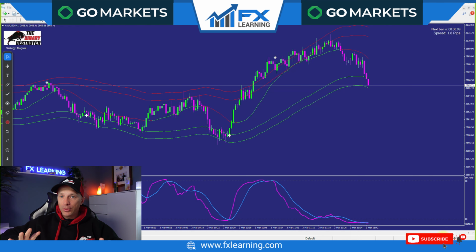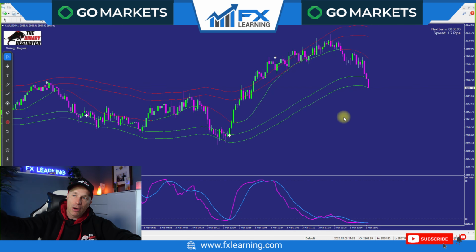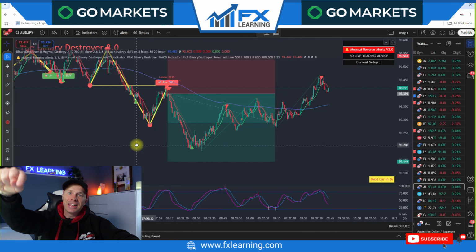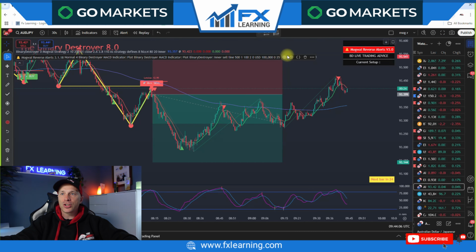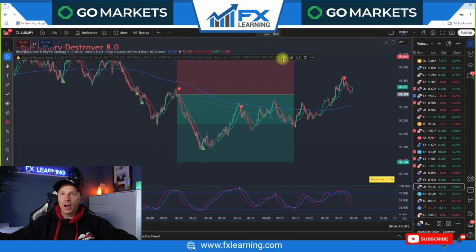But anyway, we're here. So this is the binary destroyer on MT4 with the MACD. And what I have added is the MACD arrows. As you can see here, when the MACD goes overbought or oversold, we get a MACD arrow. If I just go over to TradingView, you can see this exactly the same. If I turn off the alerts, you can see the MACD arrows. And this is the Mogwai reversal strategy.